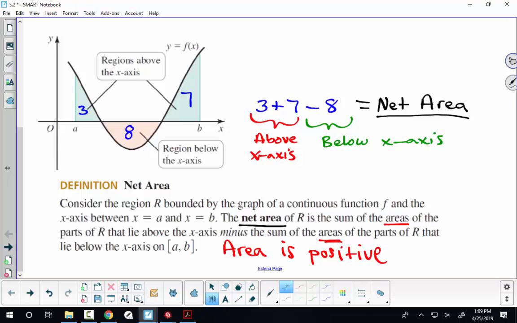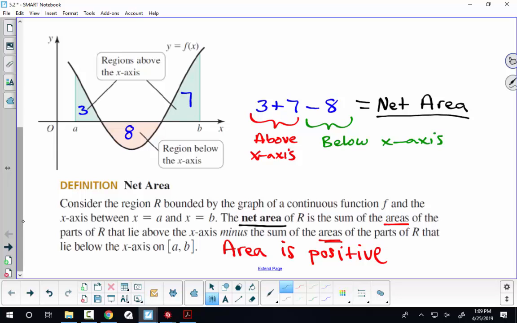The net area is no more than the contributions of the area above and below the x-axis. That's all it is. 3 plus 7 is your earnings, and 8 is what the government takes away. And that's your net. Are there any questions on that notion of net area? Hopefully it's pretty straightforward.